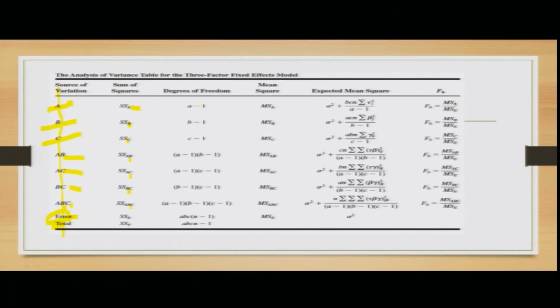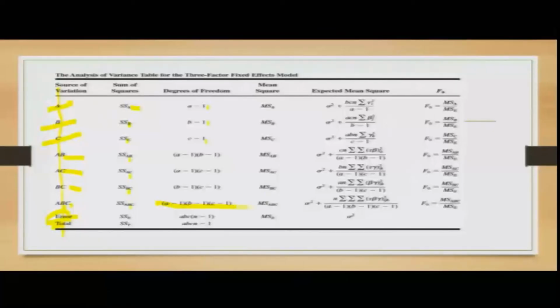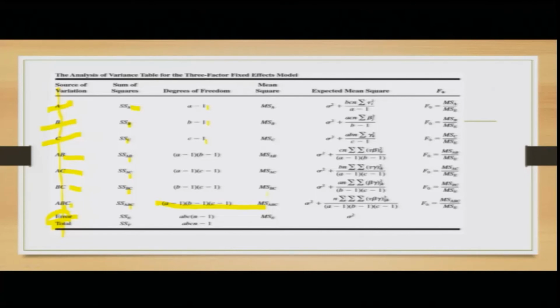Degrees of freedom would be A minus 1, B minus 1, C minus 1. When I consider the 2-factor combinations, they would be A minus 1 into B minus 1 for the first one, A minus 1 into C minus 1 for the second one, and B minus 1 into C minus 1 for the third one. If I go to the 3-factor combination, it will be A minus 1 into B minus 1 into C minus 1. For the errors, it would be a, b, c into n minus 1, and the total degrees of freedom would be a, b, c, n minus 1.